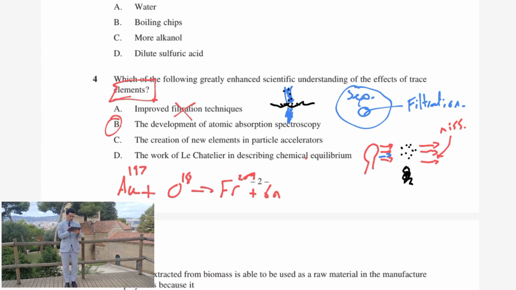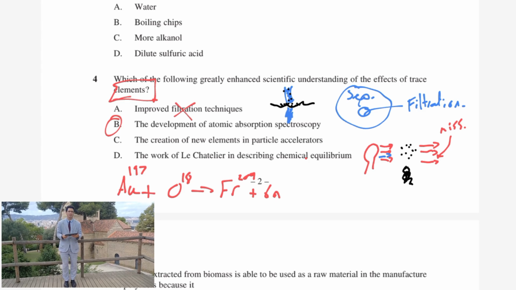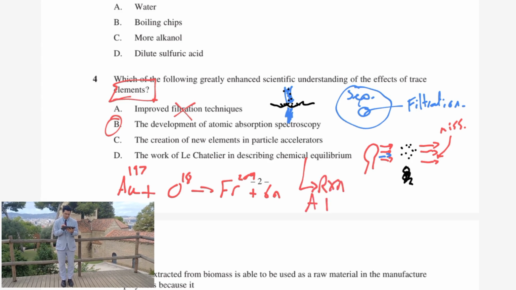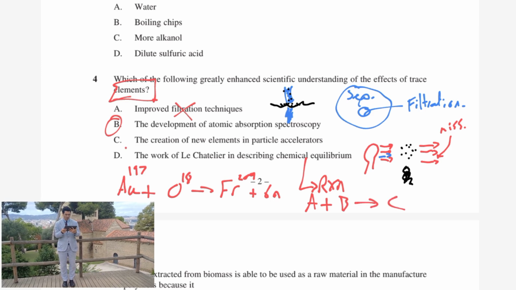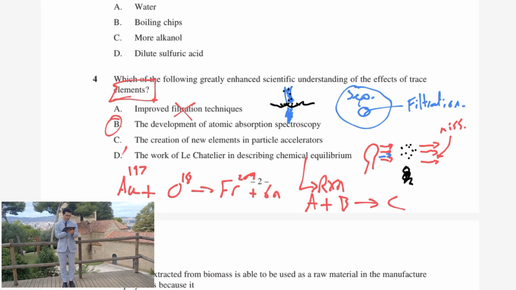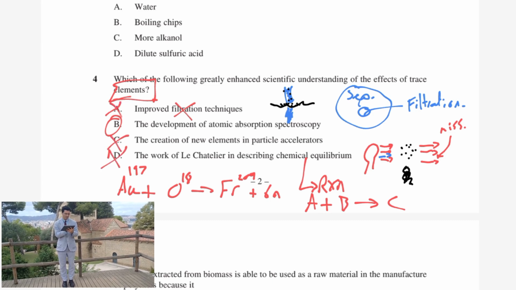Finally, the work of Le Chatelier, well, this is the easiest one to discard. Le Chatelier's principle refers only to reactions, right? So A plus B goes to C, or something of that style. When we're talking about enhancing the understanding of the effects of trace elements, we're talking a lot more about analytical chemistry, not about reaction equilibria. So that we know D cannot be the answer.